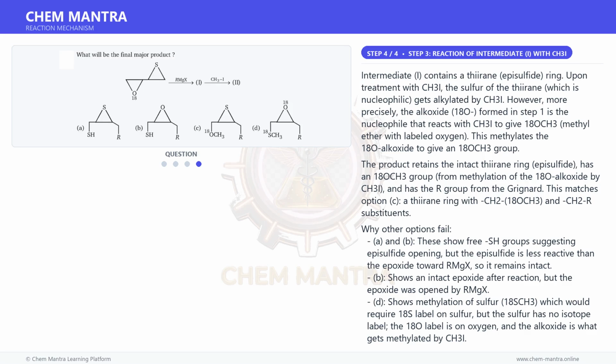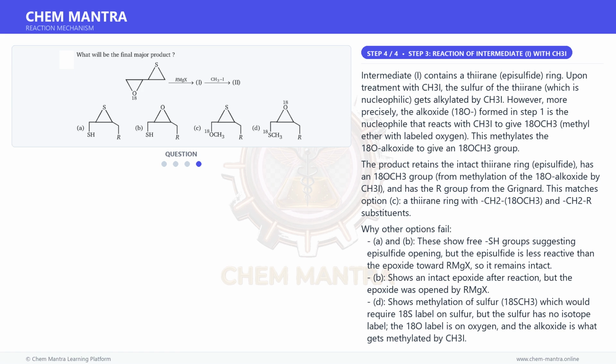And for the final step, intermediate I contains a thiirane episulfide ring. Upon treatment with CH3I, the sulfur of the thiirane, which is nucleophilic, gets alkylated by CH3I. However, more precisely, the alkoxide, 18O, formed in step 1 is the nucleophile that reacts with CH3I to give 18OCH3, a methyl ether with labeled oxygen. This methylates the 18O alkoxide to give an 18OCH3 group.